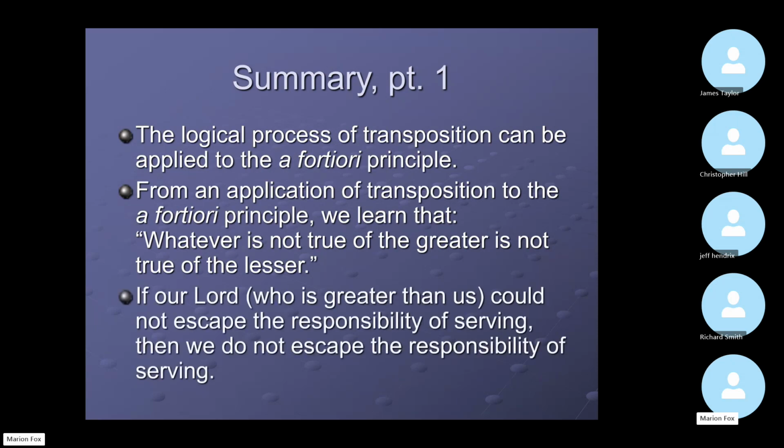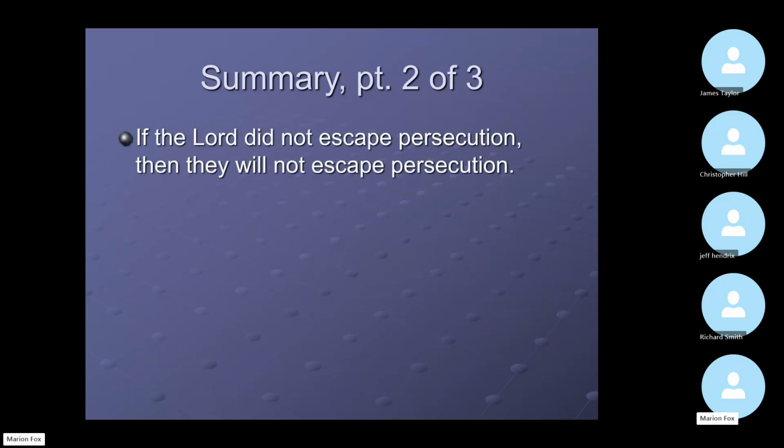If our Lord, who's greater than us, could not escape the responsibility of serving, then we cannot escape the responsibility of serving ourselves. Right? Use this illustration. If the Lord did not escape persecution, then they will not escape persecution. The disciples he's talking to, I believe, secondarily, if they who are greater than us, the apostles are greater than us, didn't escape persecution, it applied to us too. So these principles would apply to us. Sometimes something is said to the apostles, and the a fortiori principle can make it applicable to us as well.